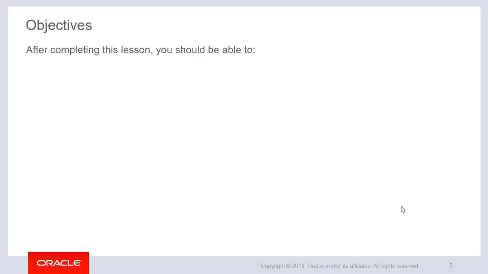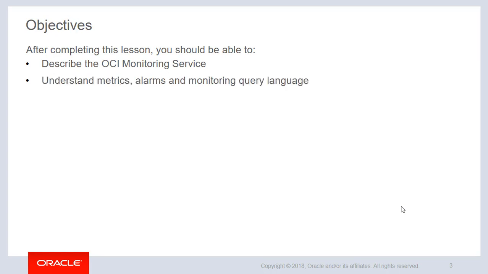In this module, we will describe the OCI Monitoring Service. We will look at the core capabilities of the monitoring service, namely metrics and alarms. And we'll also look at something called monitoring query language. And then we'll have a few demos in between and we'll see how to create a query in the Metrics Explorer and trigger an alarm.